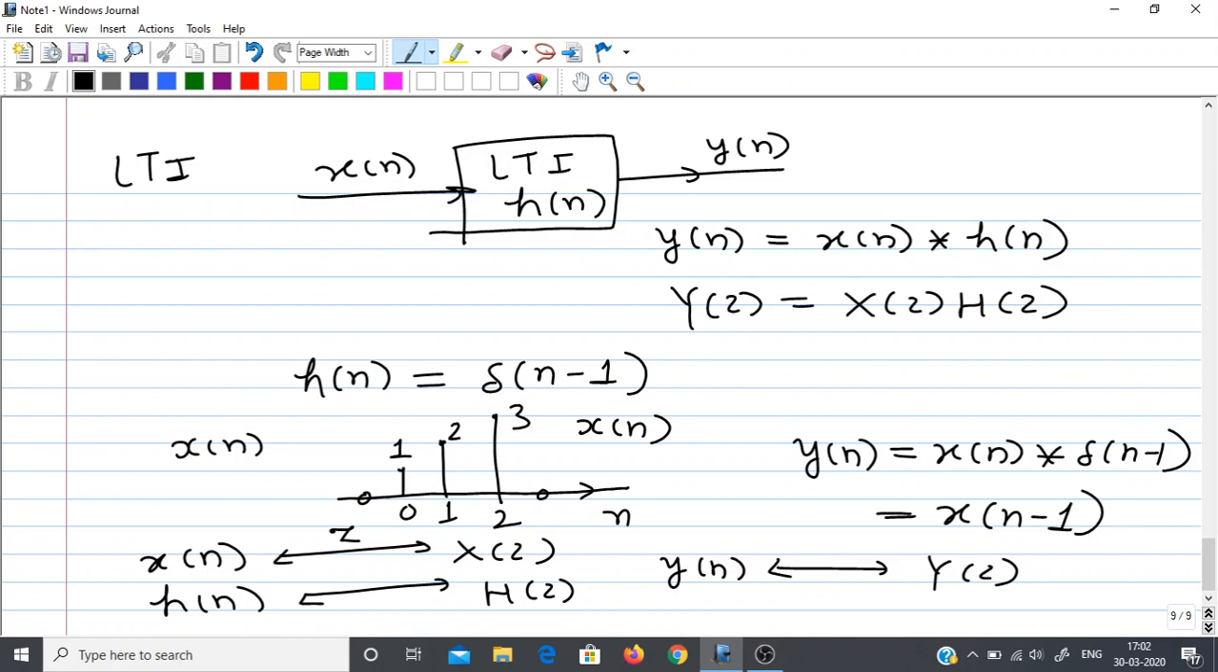So, if we can find Y(Z), then having obtained Y(Z), y(n) can be obtained by taking inverse Z transform. And this is the easier way of analyzing the system. So this is the first reason of using transform.